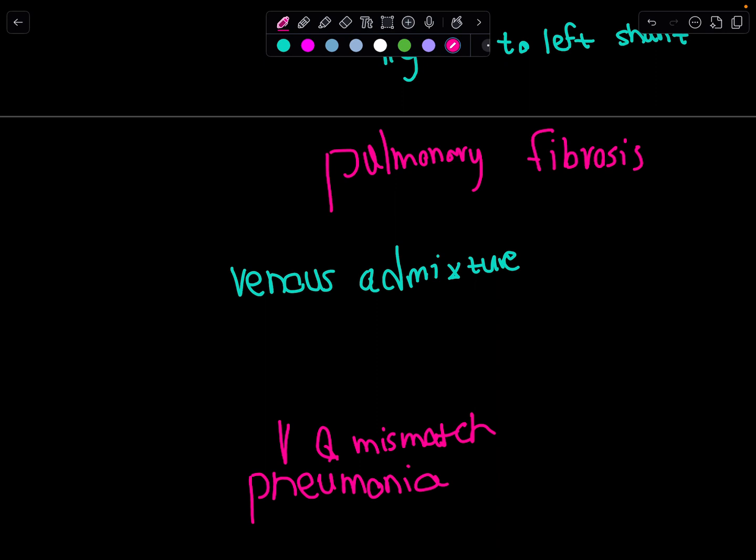No, that's so good. But I do want to talk a bit about the AA gradient. Explain the AA gradient. What's the difference between the AA gradient and, let's say, VQ mismatch? I don't get it.